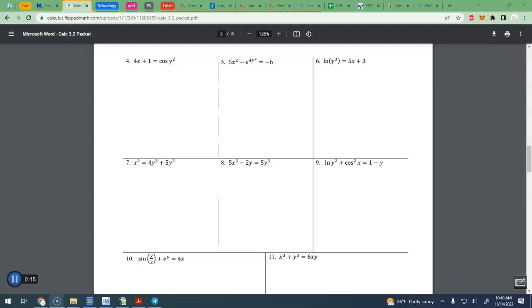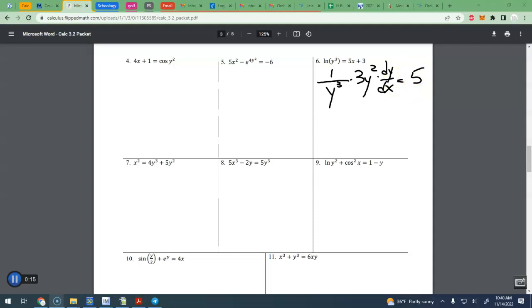So the derivative of ln is 1 over, and then we just leave the little guy there. But then I multiply by the derivative of the little guy. So what's the derivative of y to the third? It's 3y squared. But then I took the derivative of a y, so times dy dx. On the other side is just 5.